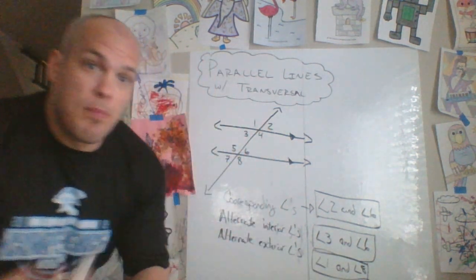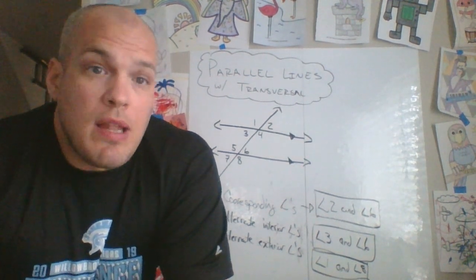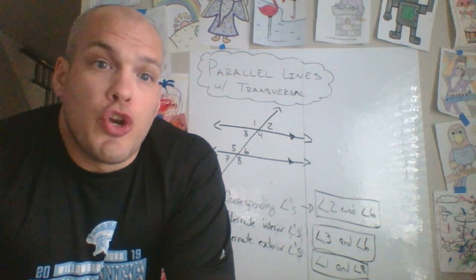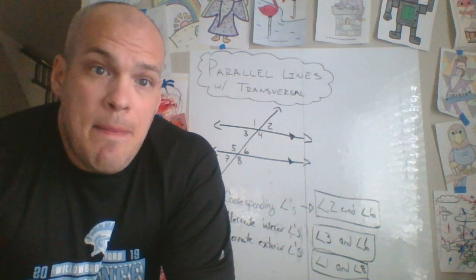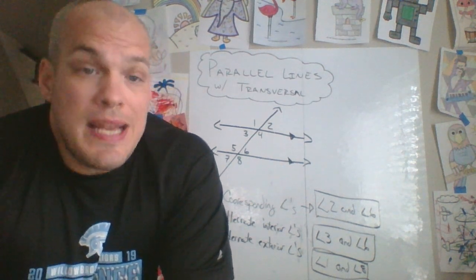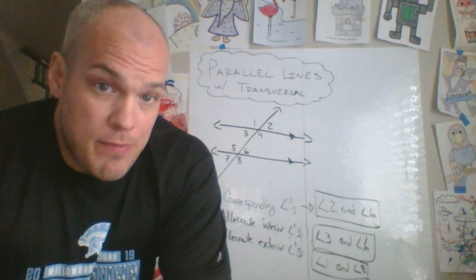Now, why are these important? When we have parallel lines with a transversal, corresponding angles are congruent, meaning they have the same exact measure. Alternate interior angles are also congruent, and same as alternate exterior. They have the same angle measure.